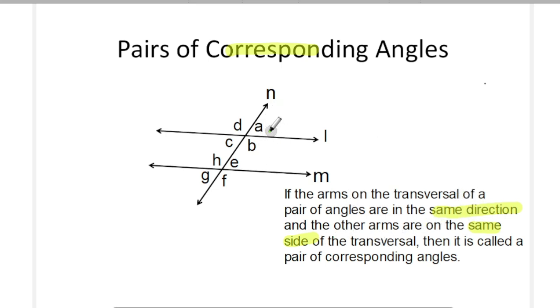Now see this angle A and angle E. I have shown it with red color. Now these two are a pair of corresponding angles. It is in the same direction and same side of the transversal. Now I will show you a trick to find the corresponding angles. Definition is not asked in exam.